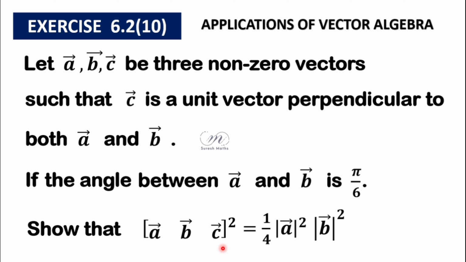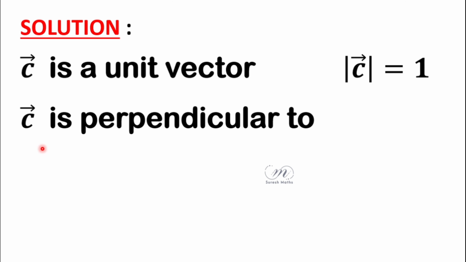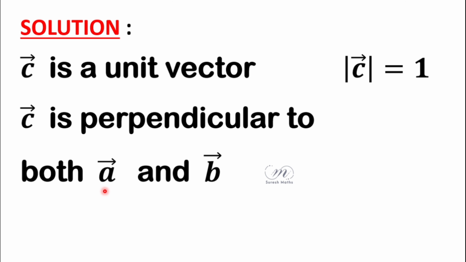Show that the box product of A vector, B vector, C vector whole square is 1 by 4 times mod A square mod B square. Solution. C is a unit vector. It implies the modulus of C vector is equal to 1 unit. C is perpendicular to both the A vector and the B vector.